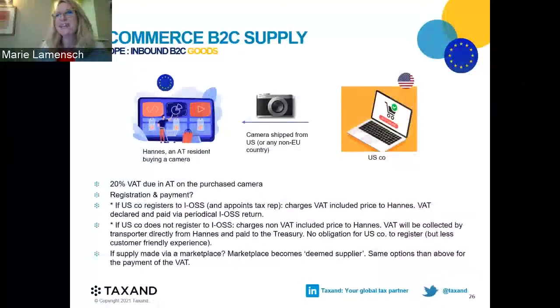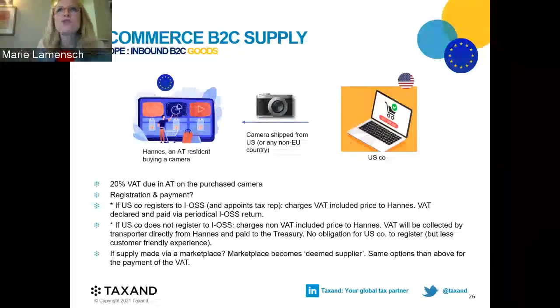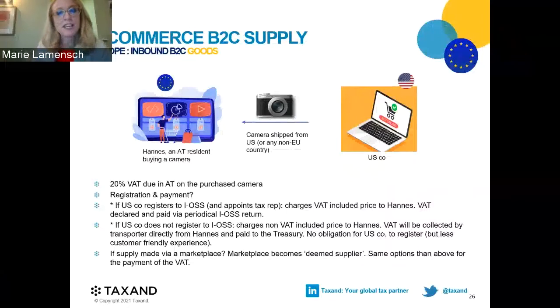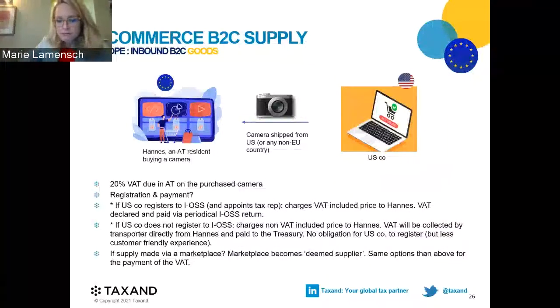This time it's my colleague Hannes from Austria, who's buying not sunglasses, but a camera for the purpose of this example, a camera from a US company, and the camera is being shipped from the US or from any country outside of the EU. And let's assume that the camera is not worth more than 150 euro. What happens? Hannes is resident in Austria, so Austrian VAT is due there. It's a direct sale from USCO to Hannes, and then USCO may decide to register to the IOSS in one country in the EU and will declare and pay the VAT.